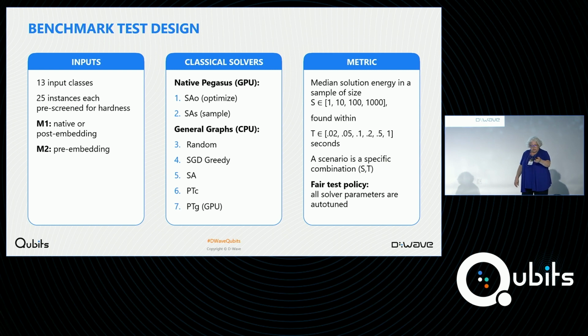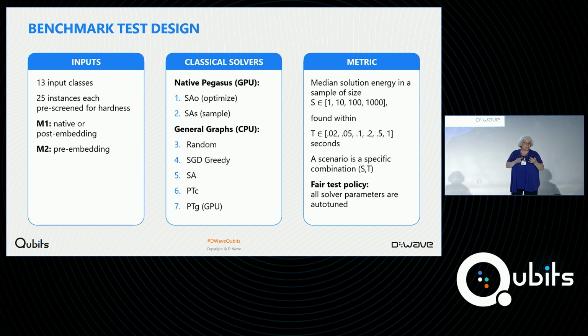We compared to 7 classical solvers. 2 of them read only the Pegasus graph, and they are optimized for that structure, and they're implemented on GPUs. And the other 5 read general graphs. They all run on CPUs except for the last one, which is a version of parallel tempering that was implemented on a GPU. And what we're going to look at is we'll take different sample sizes.